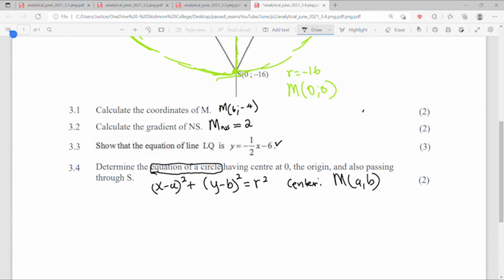So now we have the R, we have the center. We're just going to substitute everything. We're going to say, okay, x minus 0, because A is 0 in that center point, plus y minus 0, because B is 0, is equal to minus 16 squared, right? And so you're just going to have x squared plus y squared is equal to 256. And that is your final answer.